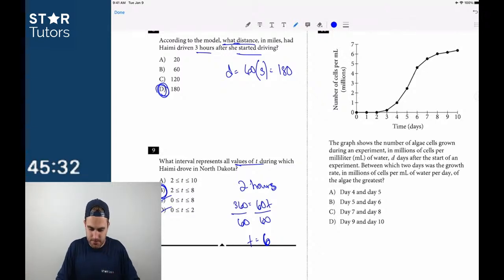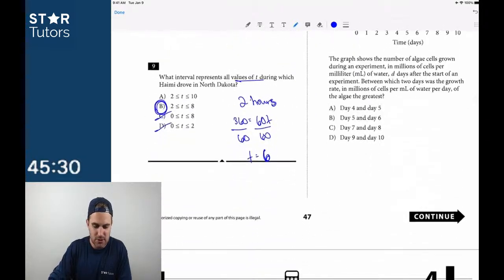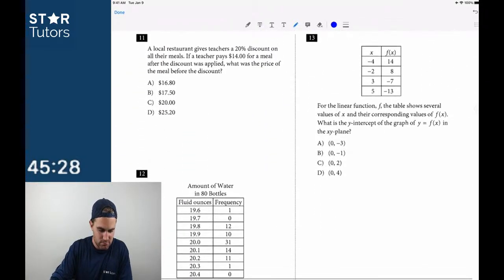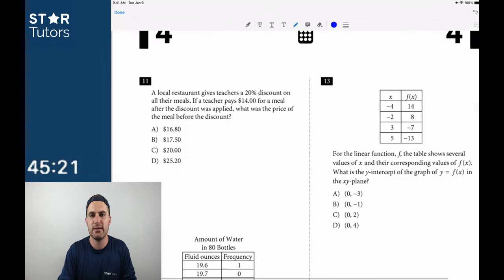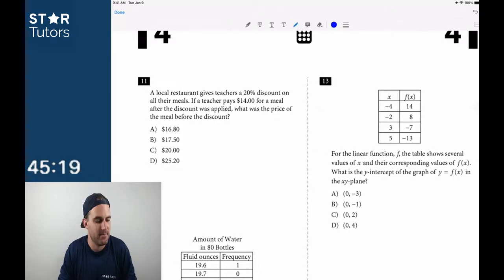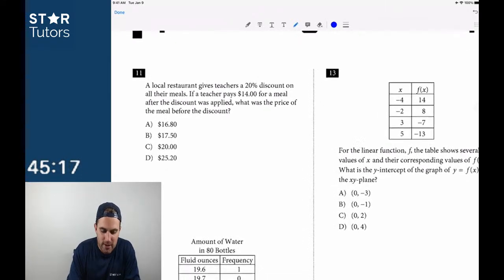Okay, let's keep going. Let's skip number 10. Number 11, I like percentages. If you don't like percentages, don't do number 10. But if you take these one step at a time, this is going all the way back to basic arithmetic. So generally, I like these ones.